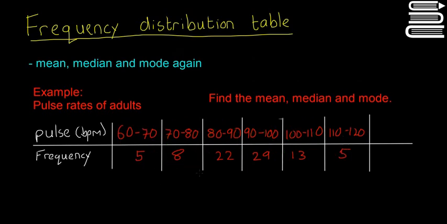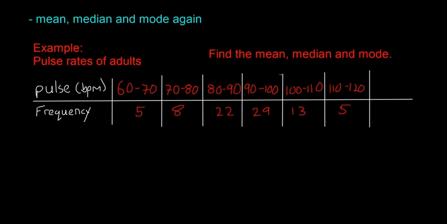We've seen these for histograms, so they're pretty useful for drawing out a histogram where you can go 5, 8, 22, 29, 13, and then again 5. That would be what it would look like in a histogram. Obviously, that's not to scale or anything. But how do we find the mean, the median, and the mode with this? I'll go through each one and hopefully it'll become clear.